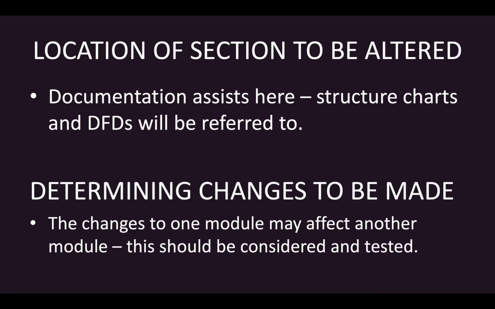So when we come to actually make some changes, the location of the section to be altered is really important. Documentation assists here. We have our structure charts, we have our DFDs, we have our flow charts, we have all of these things. The documentation allows us to identify where changes need to be made. This is really important because you don't want to go around guessing where something needs to be changed. If you think about it, you don't want to be changing a module here. You don't if you don't need to, because the side effects could be somewhat dramatic.